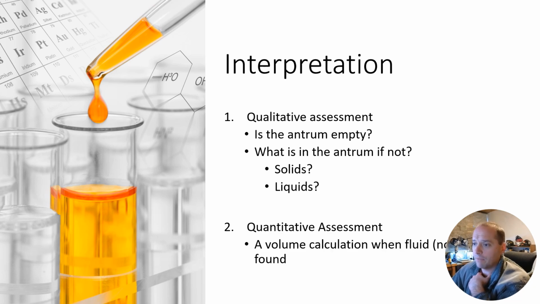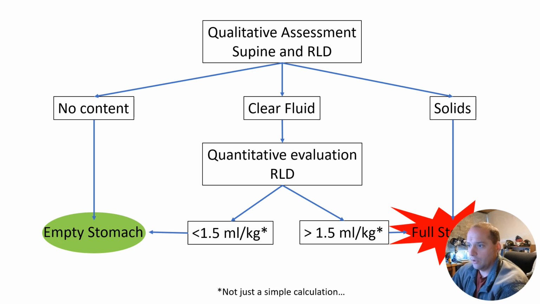Or we can quantitatively assess it, okay? There is a volume calculation that we can use. And this is the algorithm you should have in your head. Put the patient in supine position first, and then turn them into the right lateral decubitus position after about 15 seconds or so. And if you don't see anything in there, that's an empty stomach.